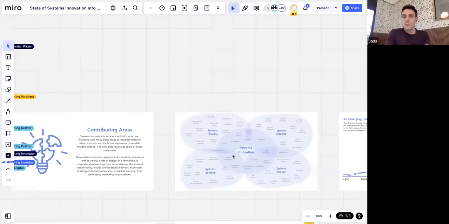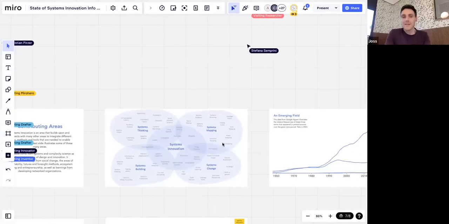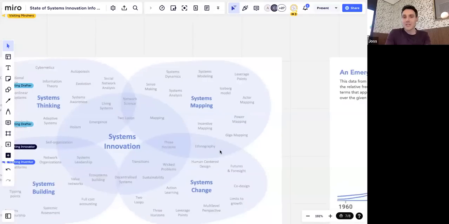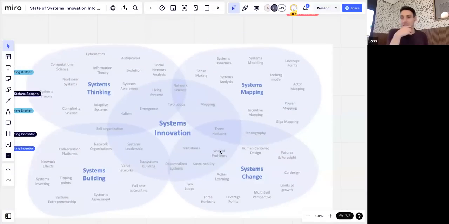So contributing areas, right? That's another way of looking at it. What's contributed to this? This is the model we use at SI to structure a lot of our content around. Systems thinking, top left there, all those ideas and complexity science.